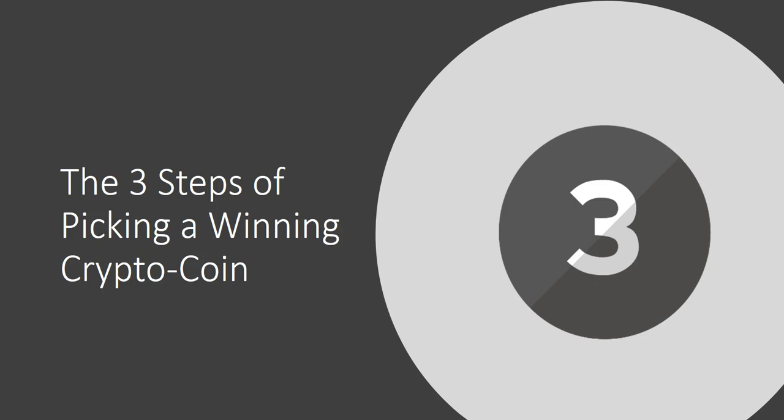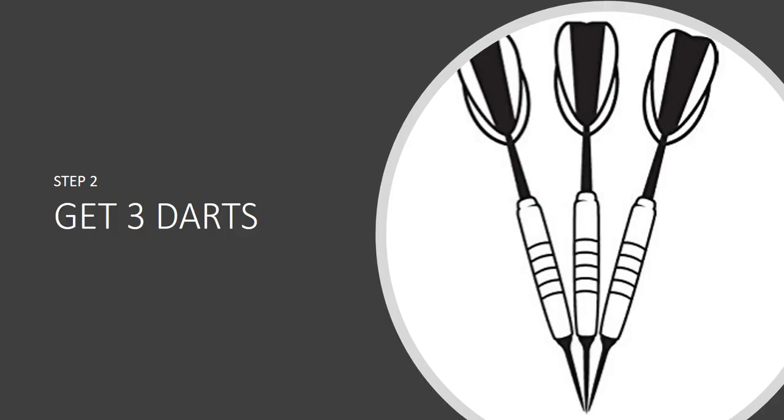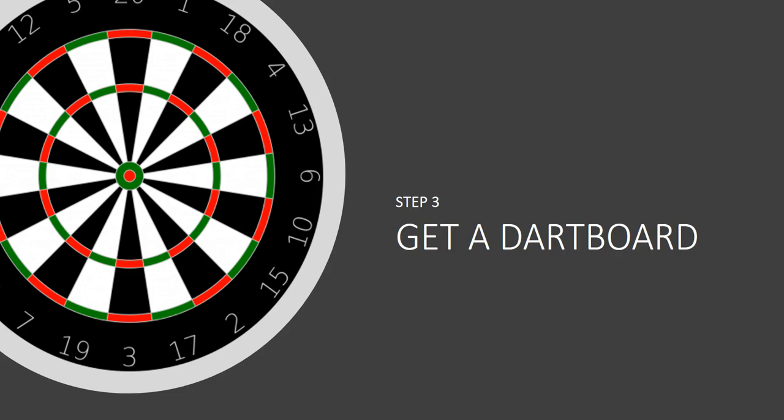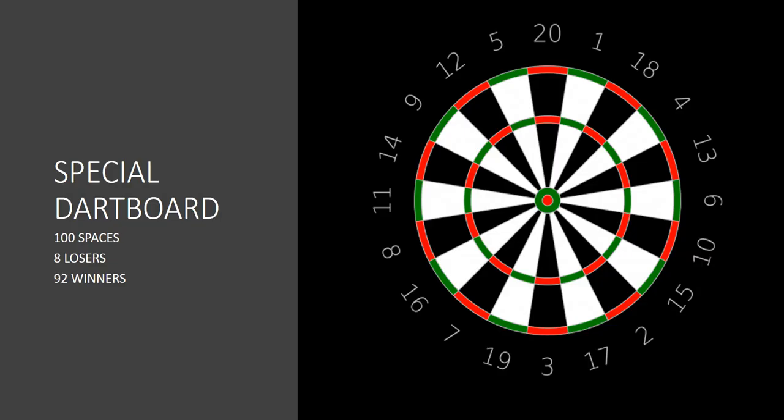So what are the 3 steps of picking a winning cryptocurrency in today's market? Step 1 is to get a monkey. Step 2 is to get 3 darts. Step 3 is to get a dartboard. Obviously, I'm joking here, but this really brings up a very important point.